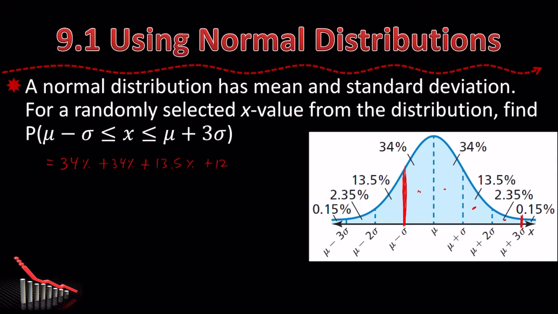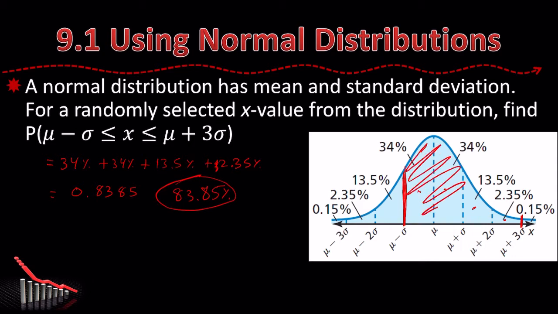Oops, that's not 12. It's 2.35%. You add those together, you get 0.8385, or 83.85%. So that was all that area.